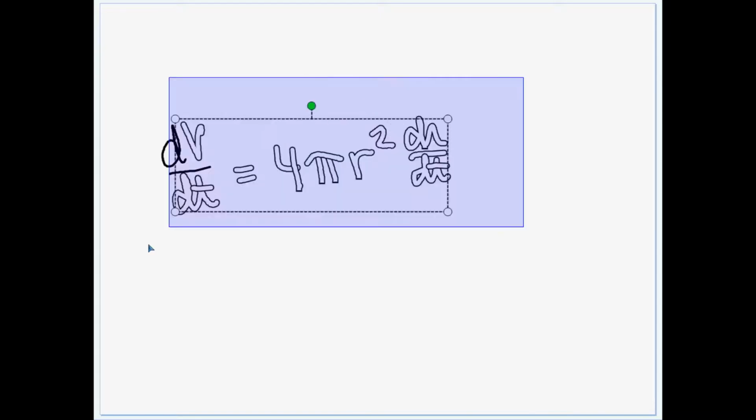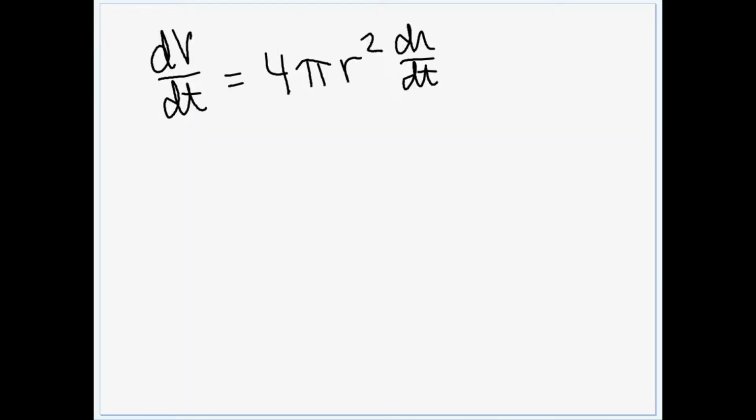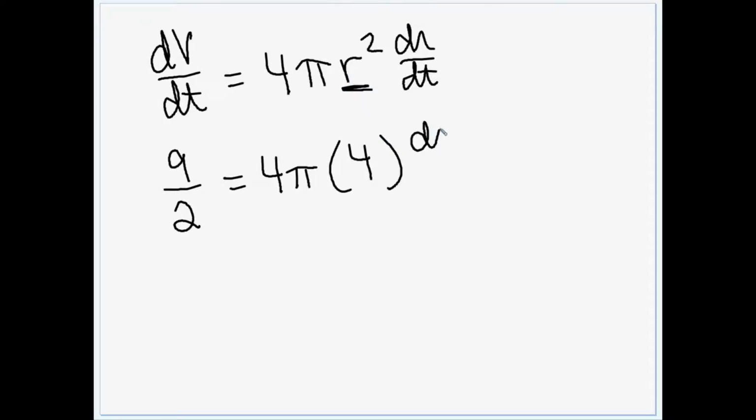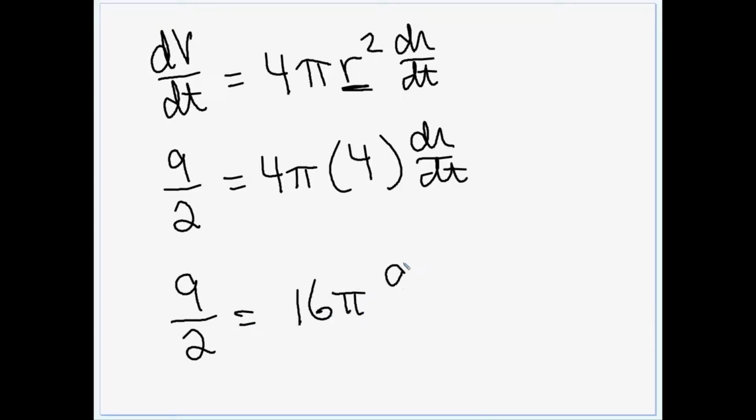Okay, I think we are ready to plug in the values. dV/dt, that is 9/2, is equal to 4 pi times our radius squared. Well, radius is 2. We're going to square that and get a 4. And then we've got dr/dt, and that's what we want to get by itself. So let's see here. We're going to have 16 pi. 9/2 equals 16 pi dr/dt.